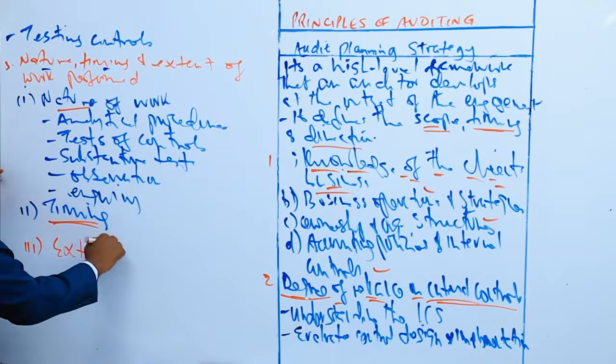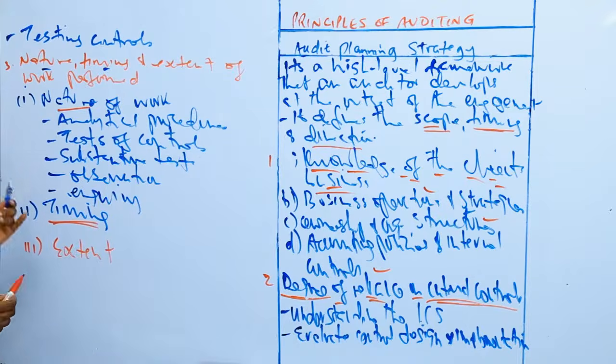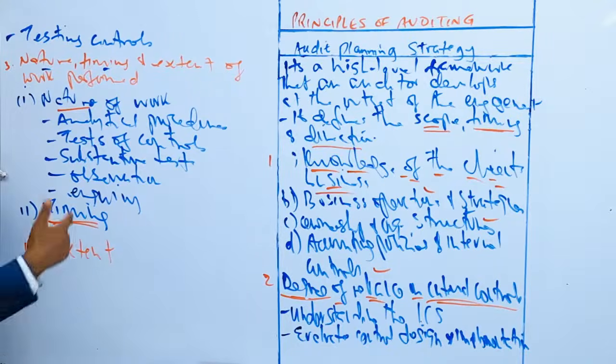Extent of work. What do you mean by extent of work? Extent of the work determines how much work will be performed, typically referring to the sample size or the number of items selected for testing. For example, how many invoices will be inspected, or how many accounts receivable balances will be confirmed, and all that. So the extent of testing is directly influenced by the assessed risks of material misstatements and the planned reliance on internal controls. So higher risk or weak controls generally lead to a greater extent of testing.